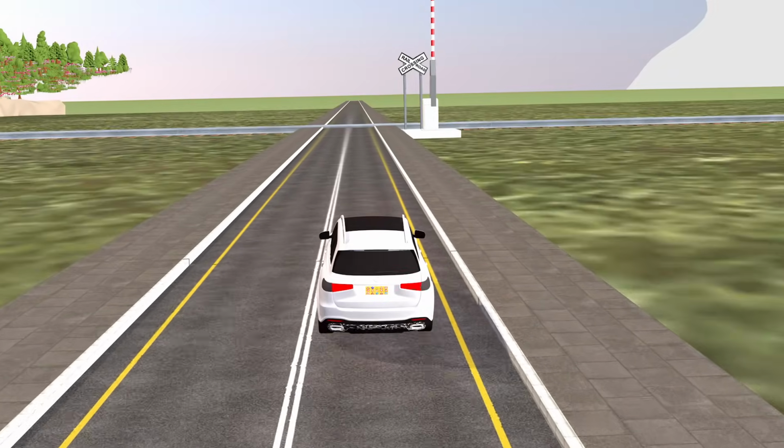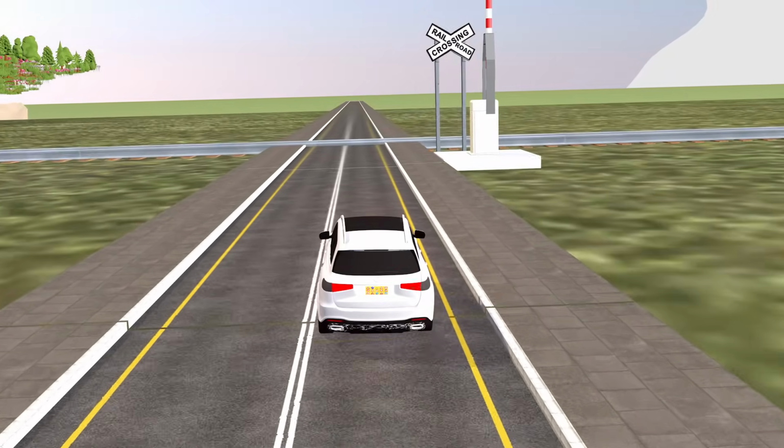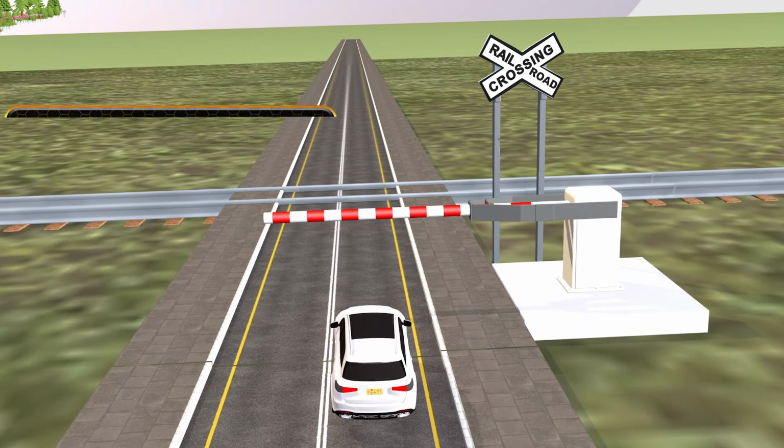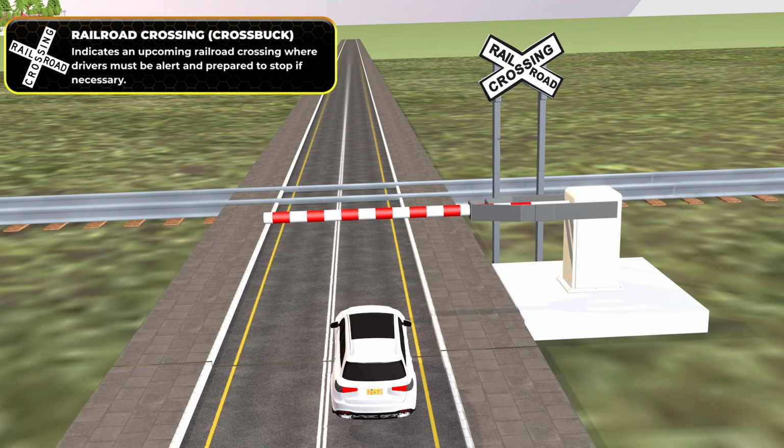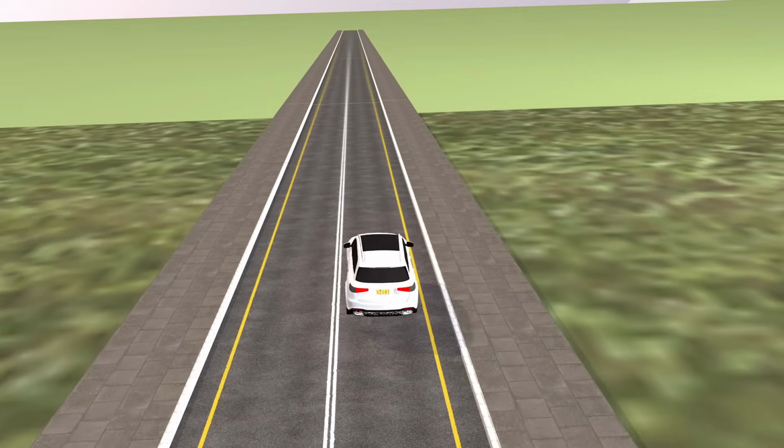This is the railroad crossing crossbuck sign, and it means that a railway track crosses the road ahead. Drivers must be ready to stop if a train is approaching, and remember that trains always have the right of way.